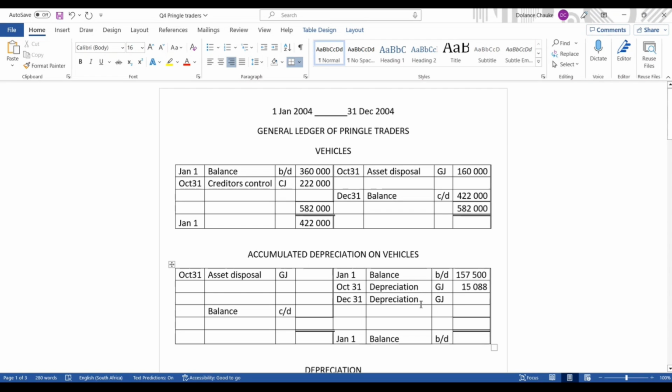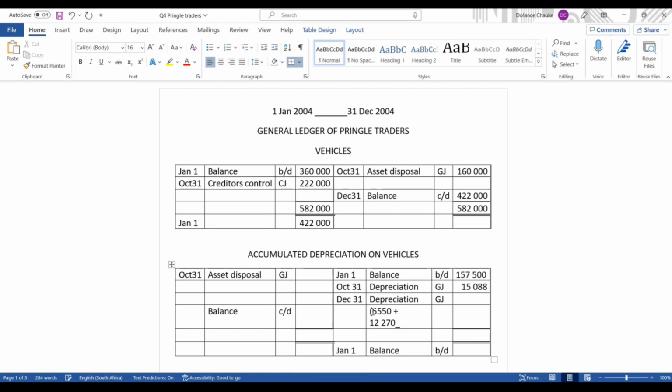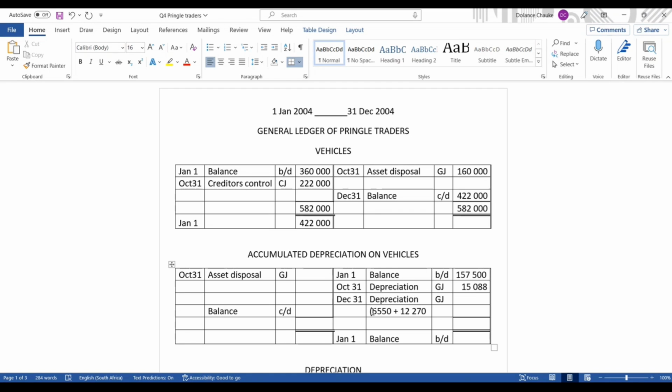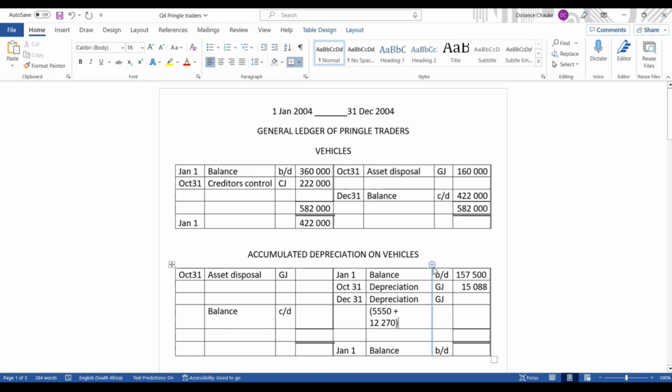Are we together, guys? And then when we come here, we're going to record the ones that were there from whatsoever month until the end. That means we're going to have the new there. In brackets, we will have the new that we calculated of 5550 plus the remaining one that was there from the 1st of January until the 31st of December, which is 12,270. Those brackets there. We calculate the ones that were there from the beginning of the year.